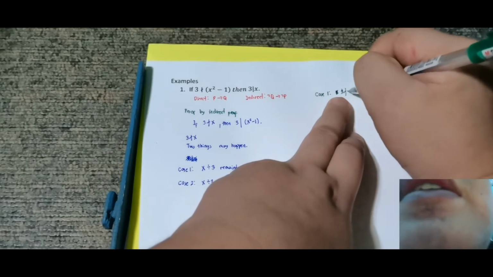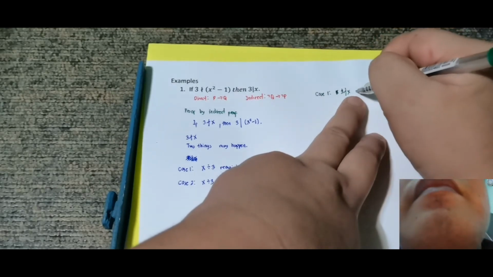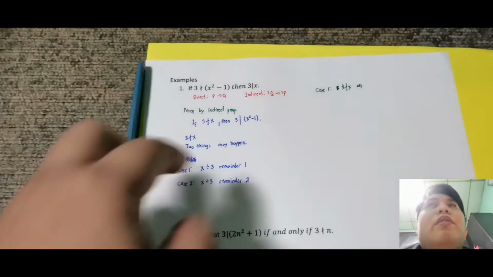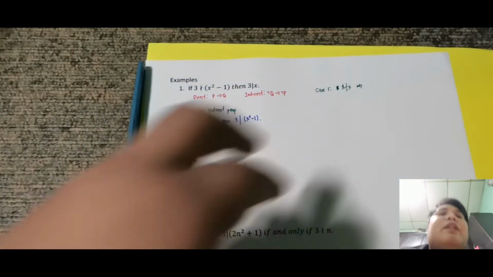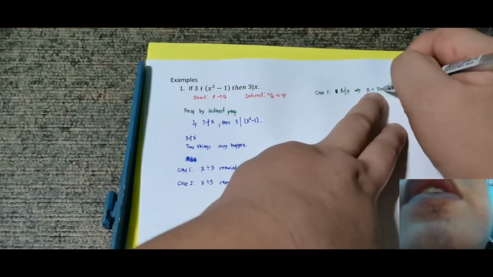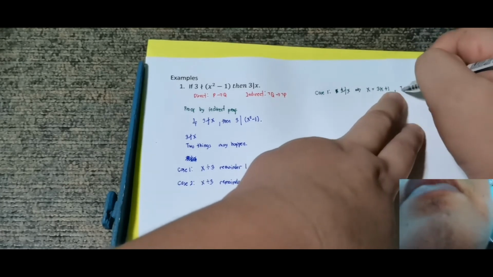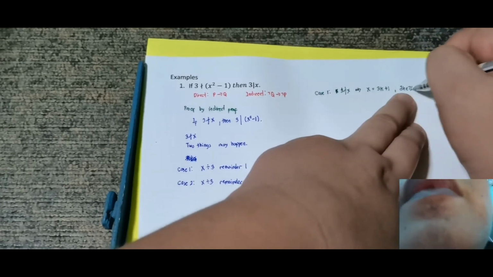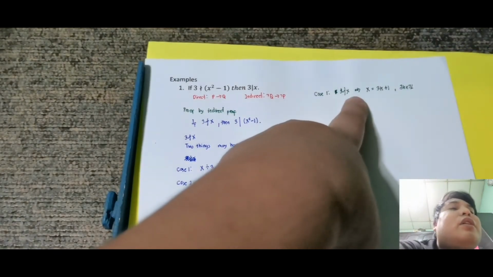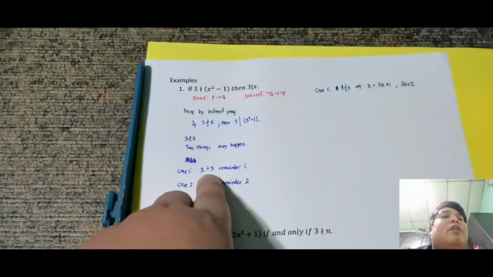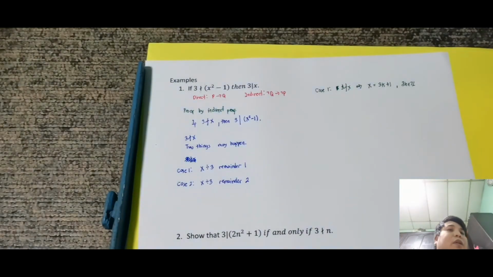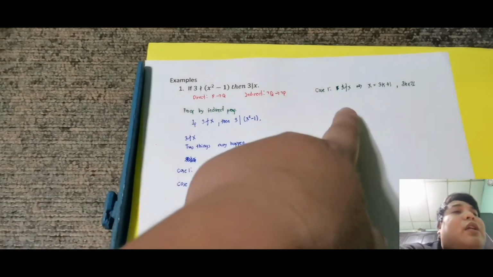3 does not divide x. So this implies, yung unang case natin, x divided by 3, remainder 1. So ano mangyayari diyan? That is x is equal to 3k plus 1, for some k element of integers. So ayun yung unang nangyari. If 3 does not divide x, x divided by 3, remainder 1, so that is x is equal to 3k plus 1. May remainder 1 tayo, kaya may plus 1 akong nilagay diyan.